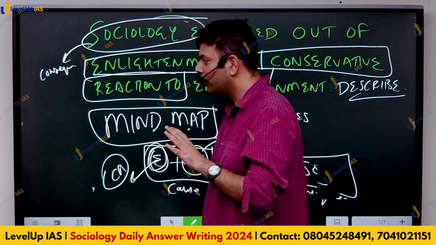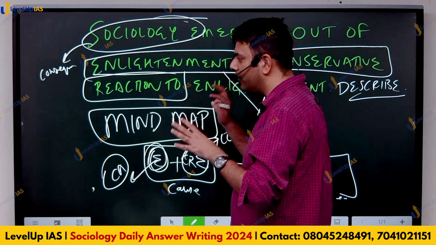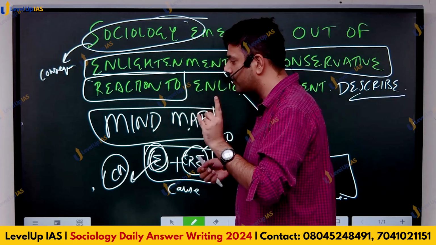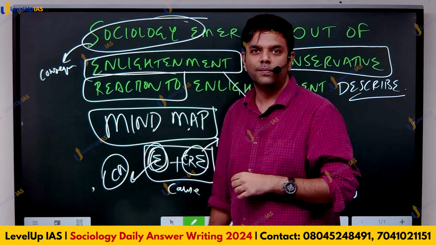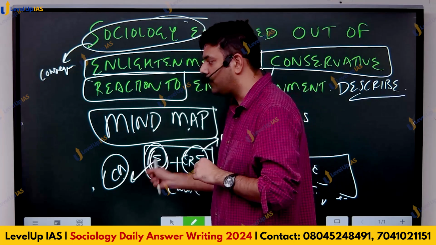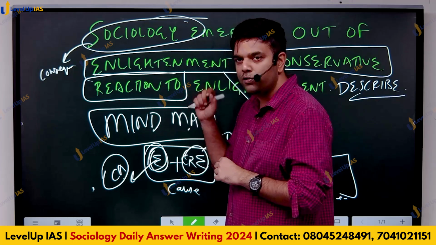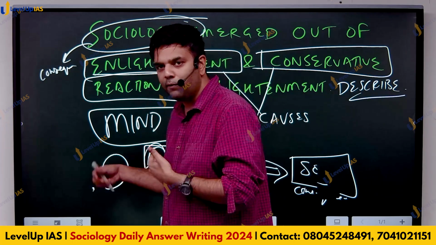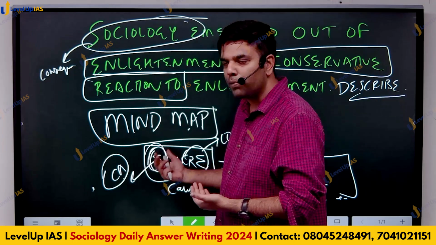Okay. So now, without bothering about the demand, the first thing that I should write is the cause of everything, which is enlightenment. Okay. Now I'll show you the model answer, and then we'll see how exactly we can approach.